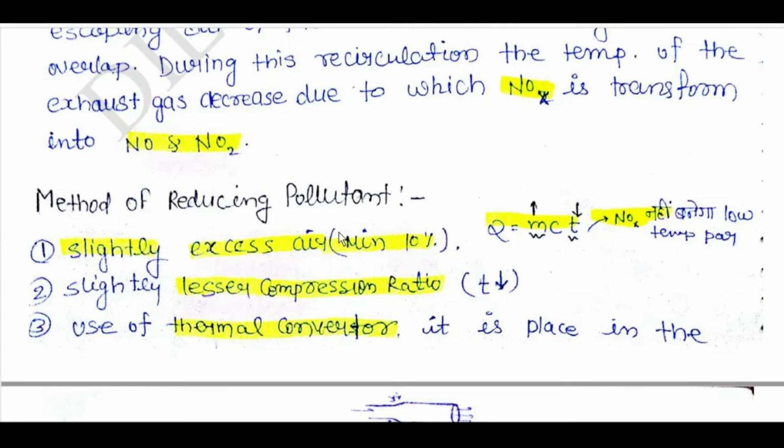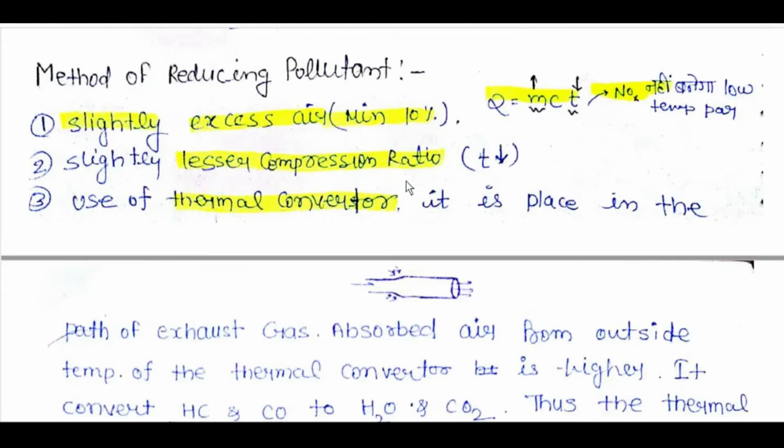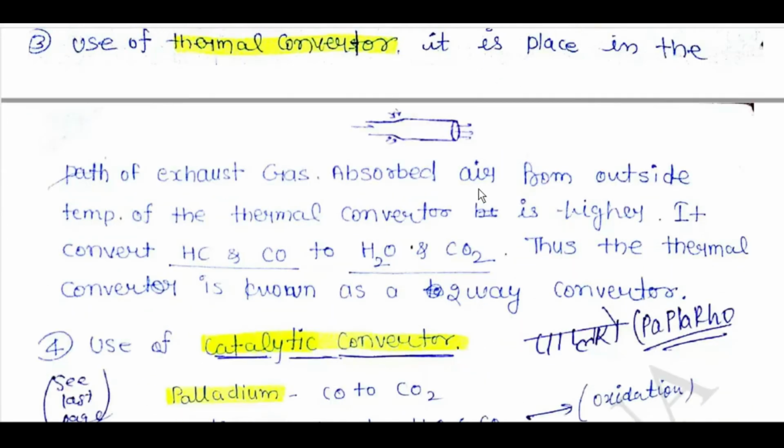Methods of reducing pollutants: slightly excess air, minimum 10%. Slightly lesser compression ratio, so that temperature decreases. Use of a thermal converter. It is placed in the path of the exhaust gas and absorbs air from outside.